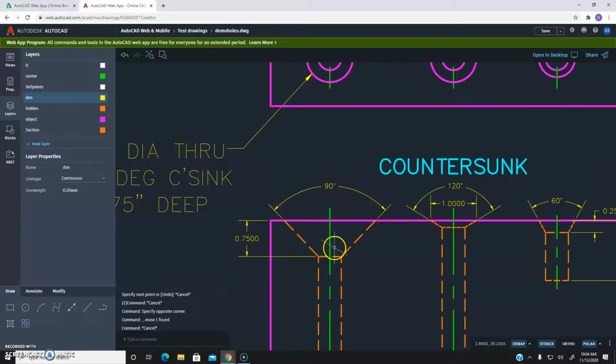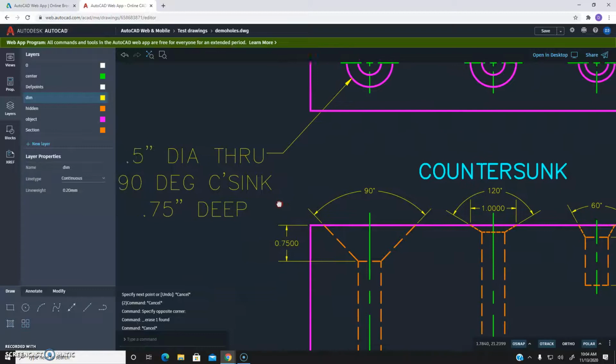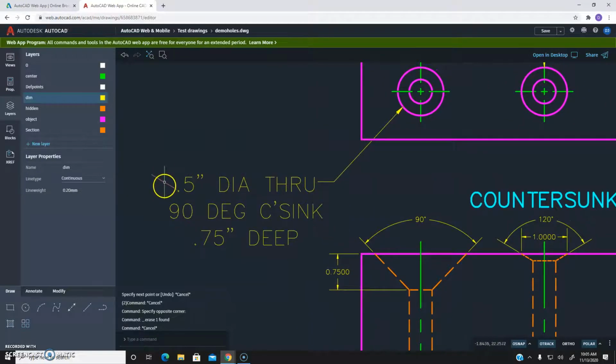So a countersink basically gives you a wider spot for the head of a screw or something like that to go into where it goes below the original surface of the material. And in this case, this countersink has a 1/2 inch diameter through hole. We can see that here and through the inner circle. A 90-degree countersink, which means that the sides of the countersink are 90 degrees apart, symmetrical about our center line here. And 0.75 deep, that measures the depth of the countersink from the top surface of the material to the shoulder where it transitions to our through hole in this case.